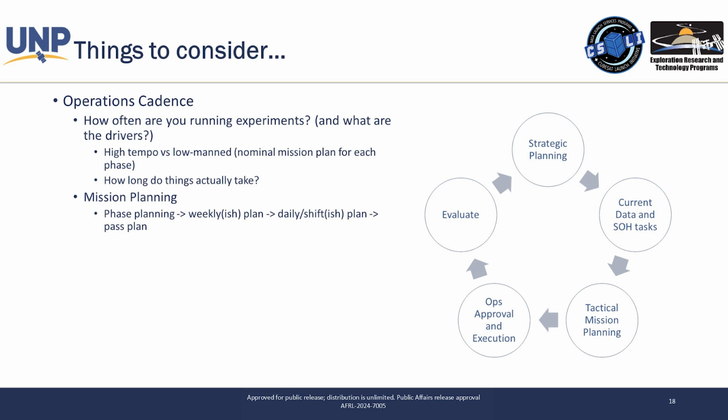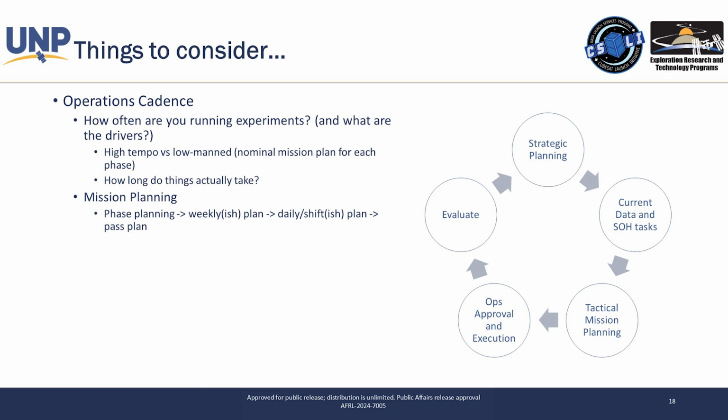So you could start with the big picture, your phase planning, your long-term plans. What does our nominal phase look like? What do these experiments look like? And then you break that down into about a weekly plan normally. So what is next week going to look like? What experiments do we want to accomplish here? What vehicle maintenance tasks do we need to do?